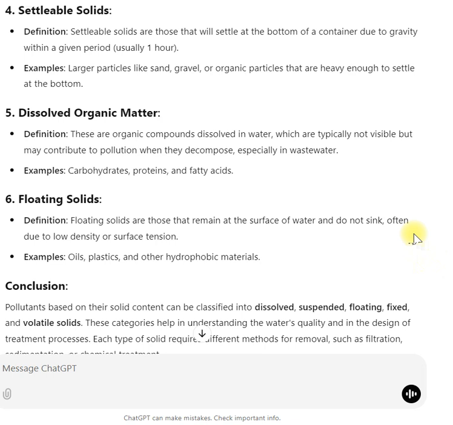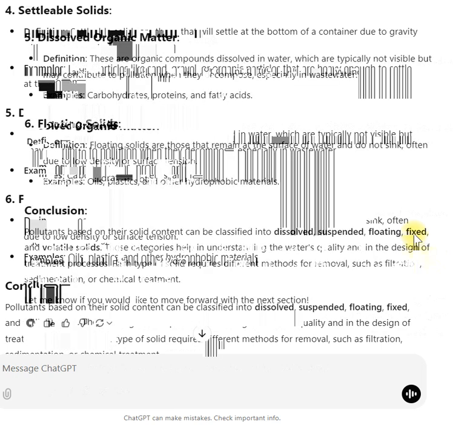6. Floating solids. Definition. Floating solids are those that remain at the surface of water and do not sink, often due to low density or surface tension. Examples: oils, plastics, and other hydrophobic materials.